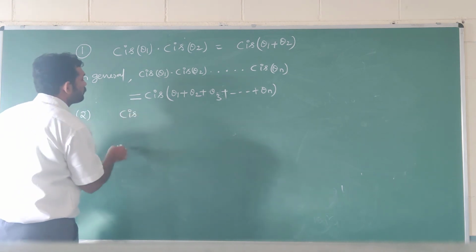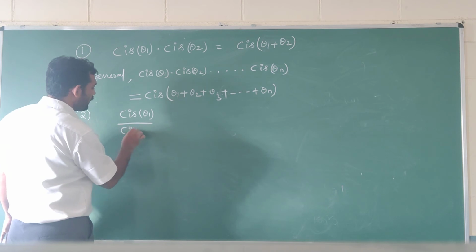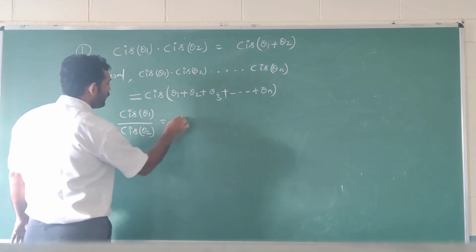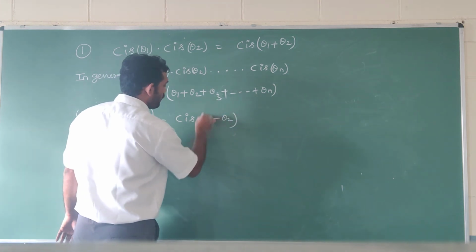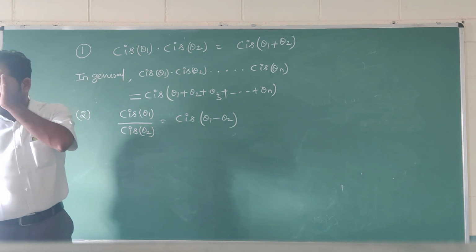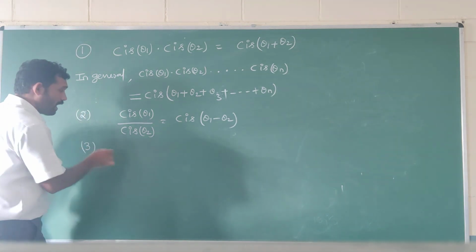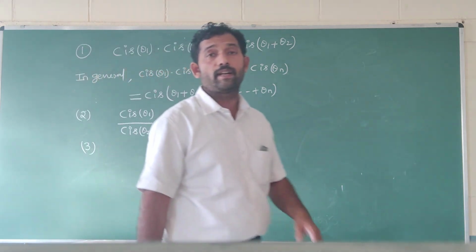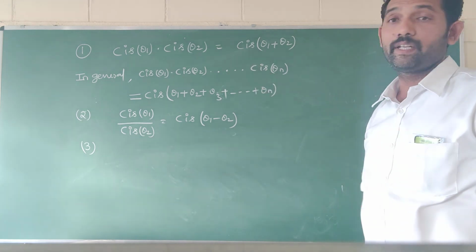Similarly, second point, cis theta 1 divided by cis theta 2 is given by the formula cis of theta 1 minus theta 2. Next, on polar form you can write r into cis theta. Based on that we write two points.